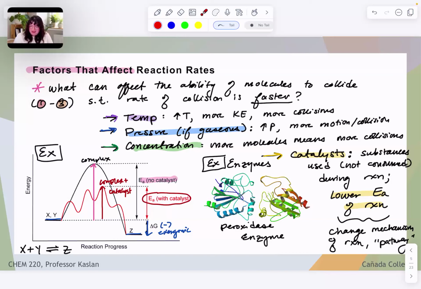So this is our comprehensive overview of what is a chemical reaction? How do we talk about how fast a reaction occurs? What things can affect how fast a reaction occurs? And specifically also, what is going on in the middle of this energetic initial and final state? That's what we care about as kineticists, right?